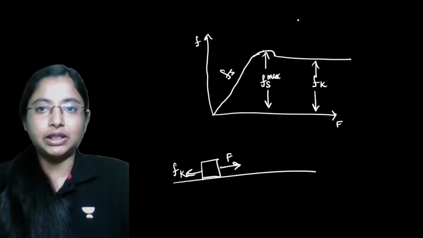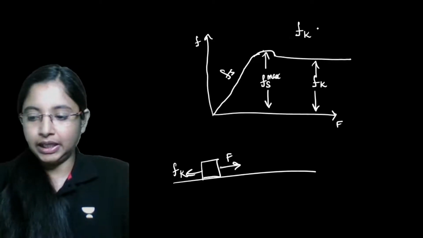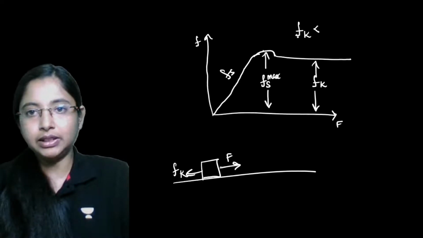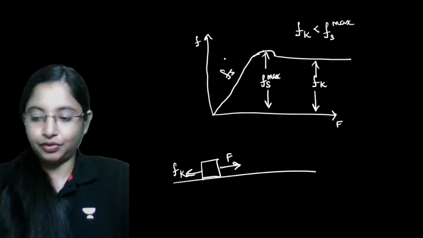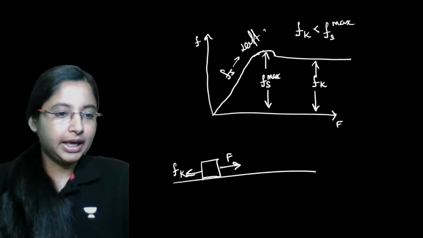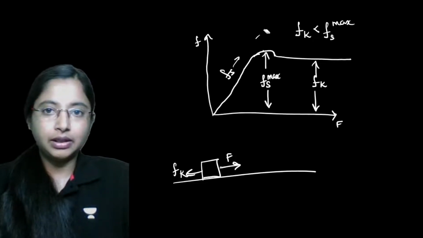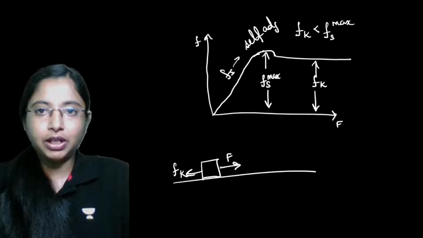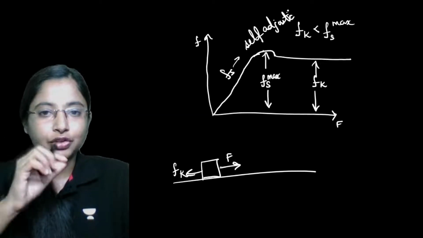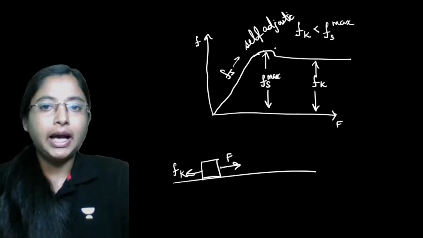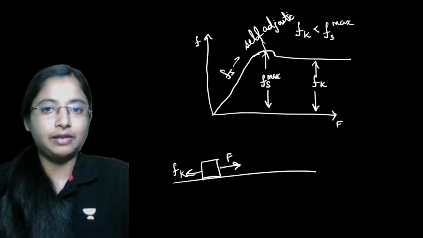This kinetic friction that comes into play is always less than the maximum static force. The static friction over here is a self-adjusting force, because as you keep increasing the force, the static friction also increases. But once the object is in motion, the kinetic friction is almost the same, right? So the static friction is a self-adjusting force.